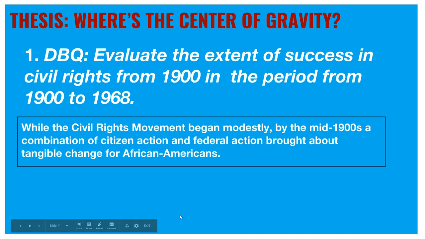Now, after I've done that, I think I've come to a good thesis statement. So here it is. Again, remember this: with your thesis, try to find the center of gravity. Where's the action with this question? And so here it is. While the civil rights movement began modestly, not many gains early, by the mid-1900s, a combination of citizen action and federal action brought about tangible change. So notice I'm saying that there was change, but now I'm explaining why, and it's because of this combination.